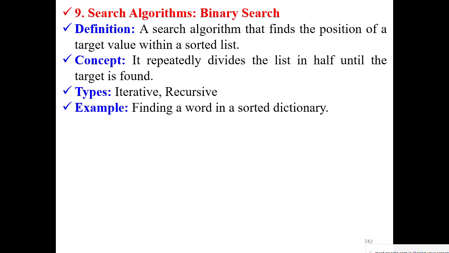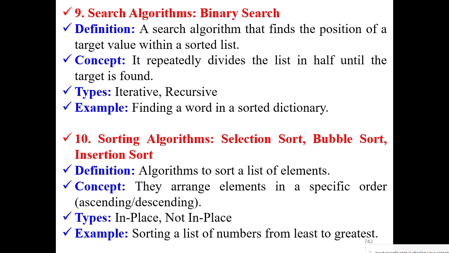Binary search is a searching algorithm that finds the position of a target value within a sorted list. It repeatedly divides the list in half until the target is found. There are two types of binary search: iterative and recursive. An example of binary search is finding a word in a sorted dictionary.